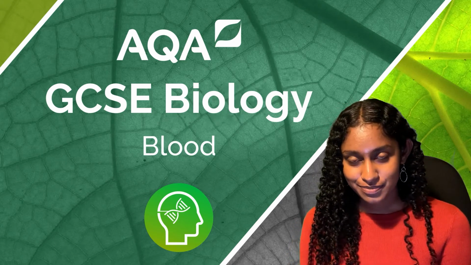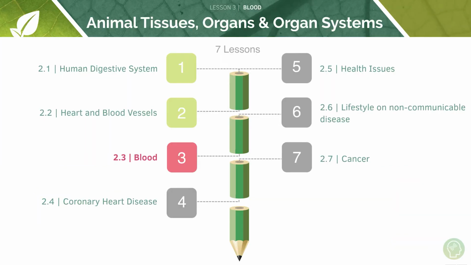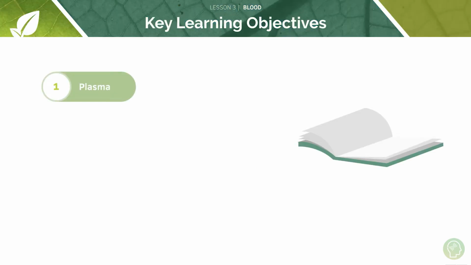So let's get started. Hello and welcome to tutorial 3 of 7 on organ systems, and today we're going to be having a look at blood. In our last session we had a look at the structure of the heart and the roles of these different parts, and we also discussed the key blood vessels associated with the heart and the lungs. So do go back and have a look at that if you haven't seen it already.